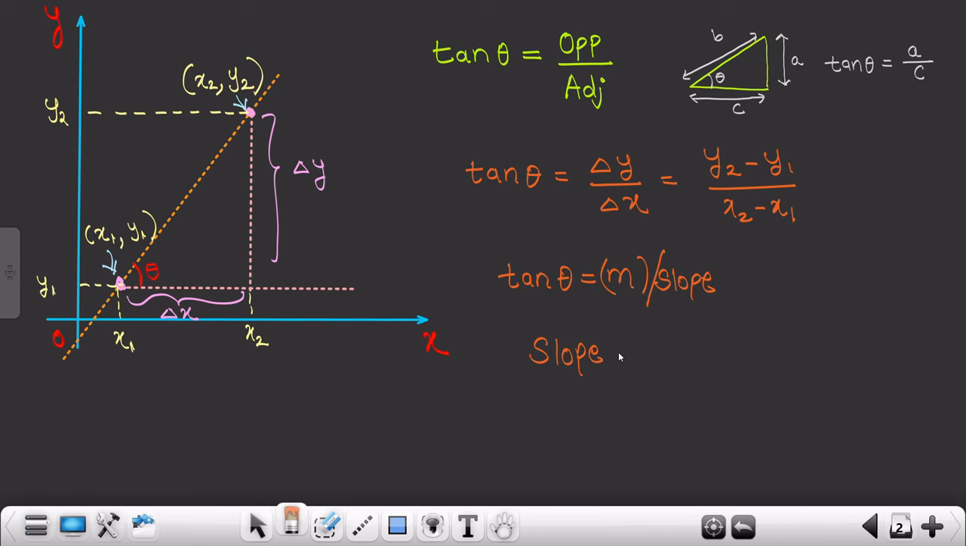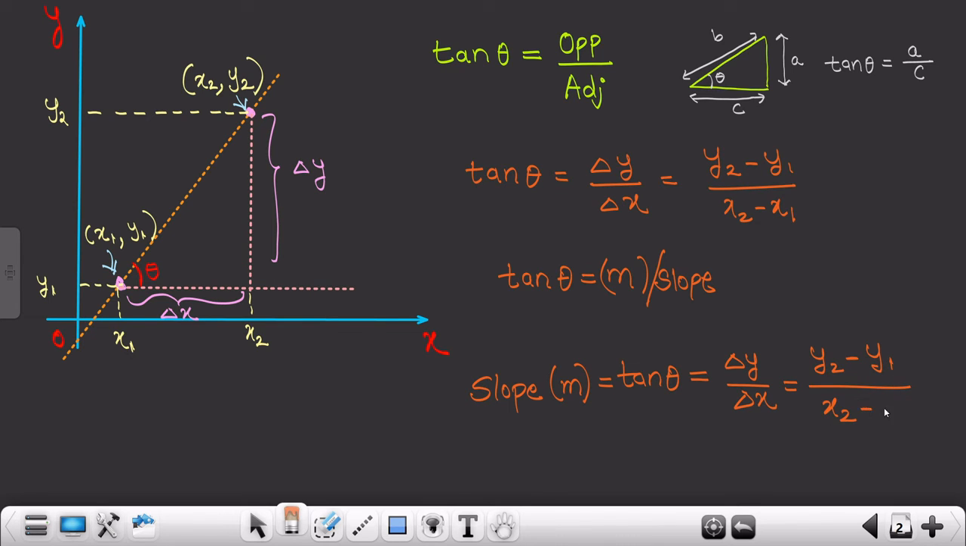I can also write this particular thing in this way. Let me write it somewhere over below. Slope, which is also known as m, is equivalent to tan theta, right? And these both are equivalent to del of y upon del of x, which is equivalent to y2 minus y1 upon x2 minus x1. Now I hope your concept of slope has cleared.